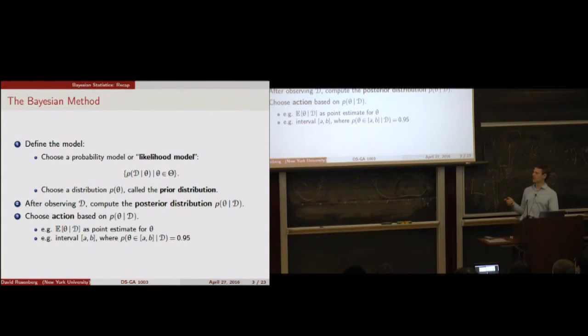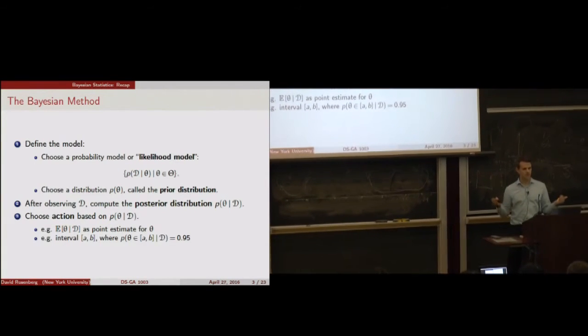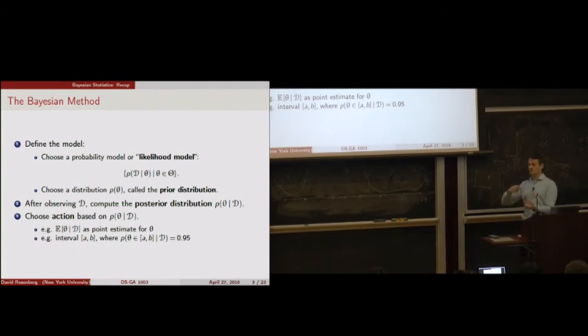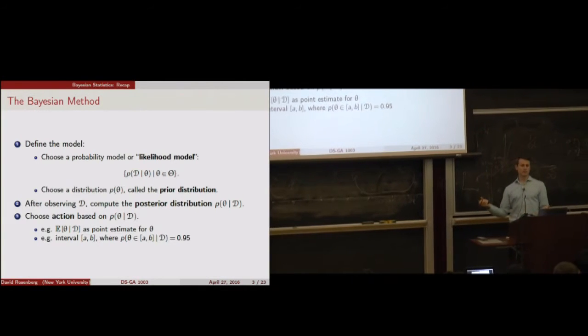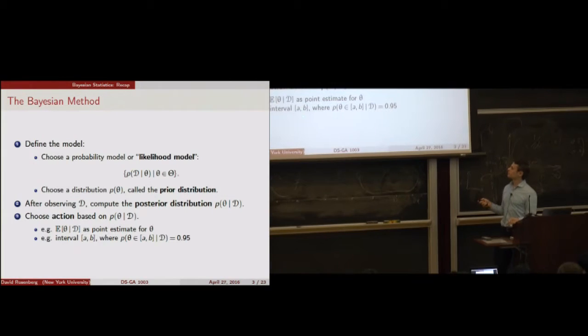OK, so examples of actions you might want to take. After we observe the data D, we can come up with a distribution over theta. That's the posterior distribution. And then we might produce as an action the expected value of that posterior distribution. That would be a single value. You could produce an interval (a, b) that we think contains the random variable theta with probability 0.95. This is the Bayesian analog of a confidence interval. So different things you can produce as actions.